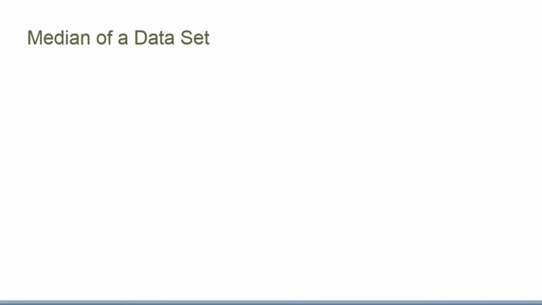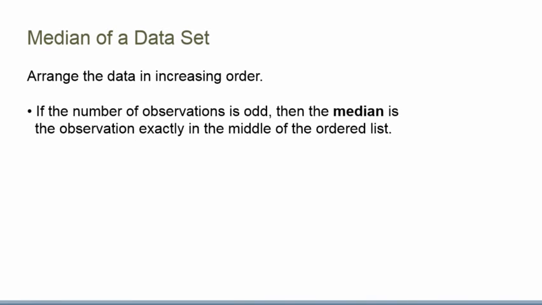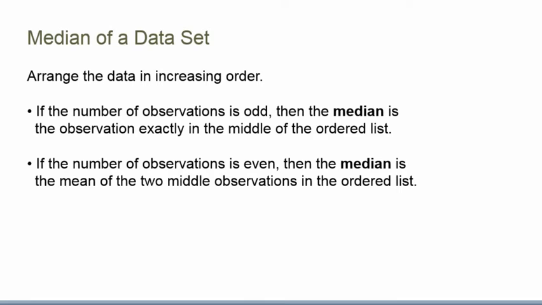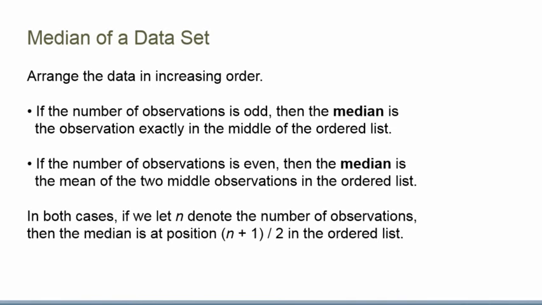Median of a data set. Arrange the data in increasing order. If the number of observations is odd, then the median is the observation exactly in the middle of the ordered list. If the number of observations is even, then the median is the mean of the 2 middle observations in the ordered list. In both cases, if we let n denote the number of observations, then the median is at the position (n plus 1) divided by 2 in the ordered list.